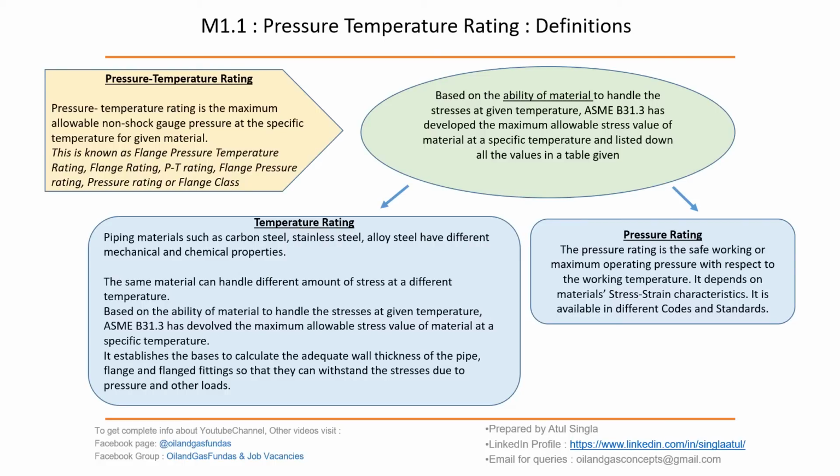So if you see what is pressure temperature rating, okay, pressure temperature rating is a maximum allowable non-shock gauge pressure at a specific temperature for a given material. Okay, I know this is a complicated definition, very short but complicated, but try to understand what we are going to cover. One is pressure, then temperature, and another is material. Okay, so let us try to understand. Let us do some detailing of this definition.